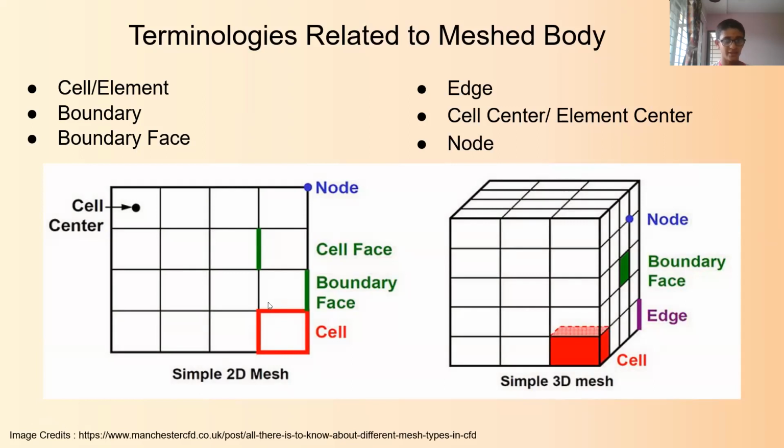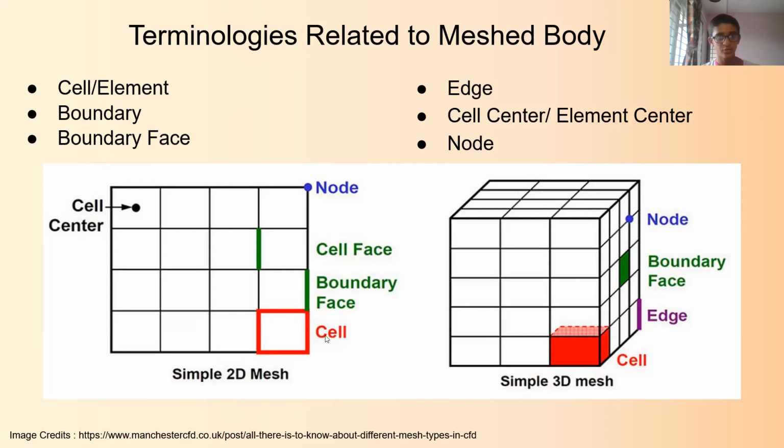So here are all the terminologies explained in a simple 2D mesh. The cell is the one which has been highlighted over here. The boundary face is this, and the boundary will be the collection of all the boundary faces. Actually, the cell face will be this, a node, a cell center. And in a simple 3D mesh, the cell is actually a 3D part or a domain. The edge is explained, the boundary face is explained, and the node is explained.